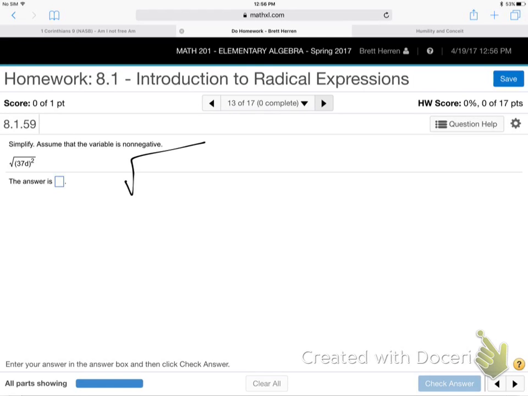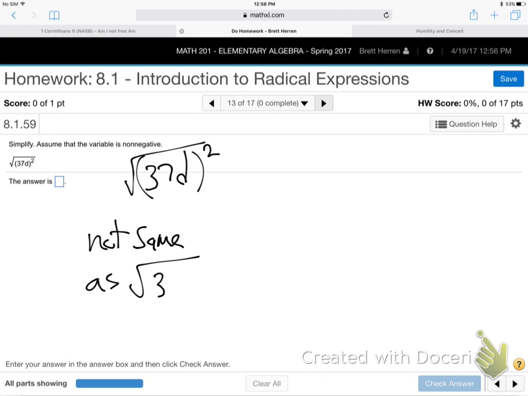Okay, so the square root of 37d squared. Now, this is a little tricky. This is not the same as that. That would be different. This answer is just 37d. Why? Because that 2 power is on everything. So what do you do with the 2 power? Cut it in half. It's a big old 1 power. In other words, it's just 37d.